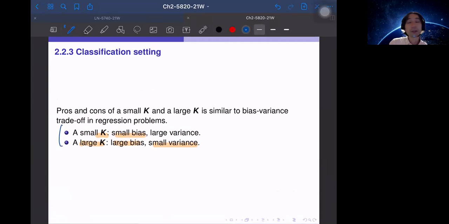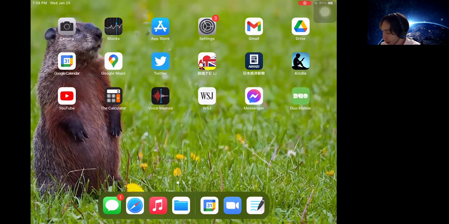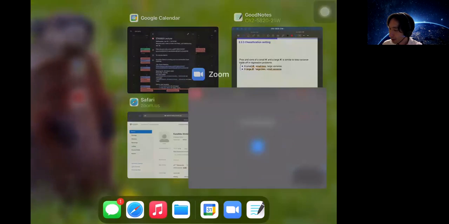Do you have any questions? So if you don't have questions, then we go to the lab session. So go to the computer screen.